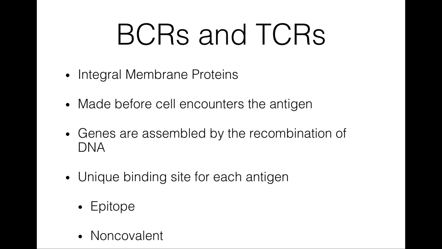So BCRs and TCRs are both integral membrane proteins, meaning they span the plasma membrane and have cytosolic and extracellular domains. They're adaptive, so they are produced before interacting with an antigen and modify themselves after they interact with said antigen. They both have unique binding sites for each antigen. Where they bind on the antigen is known as the epitope, and they bind non-covalently. Both of these are made by genes which are assembled by recombination of DNA, which gives you the adaptive response.